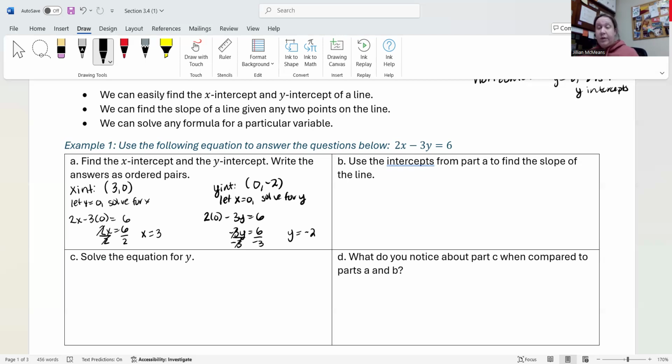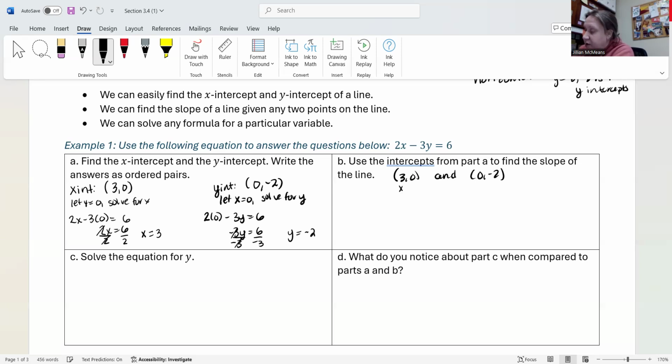So we know at this point where these two graphs cross the x-axis. Most importantly, the y-intercept we're saying is negative 2. Now, for part B, it says use the intercepts from part A that we just did to find the slope of the line. So we have (3, 0) and (0, -2), okay?